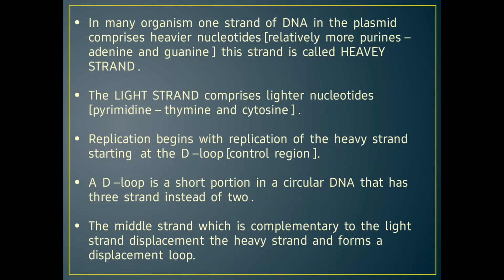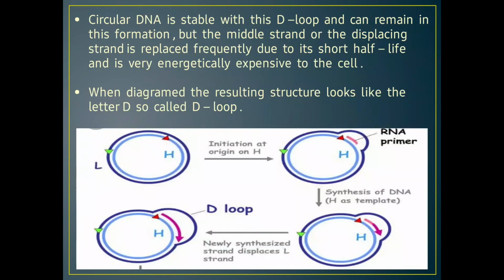Then the replication begins with replication of the heavy strand, starting at the D loop. A short portion in this circular DNA has three strands instead of two. The middle strand is complementary to the light strand, displaces the heavy strand and forms a displacement loop. And the circular DNA is stable with this D loop.